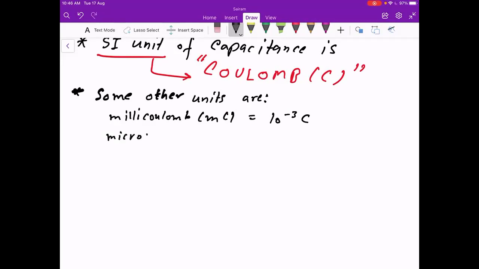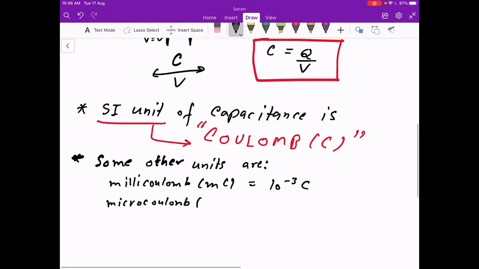So for charge, it's Coulomb, right? Yes, sir. Oh my God, this is so pathetic.